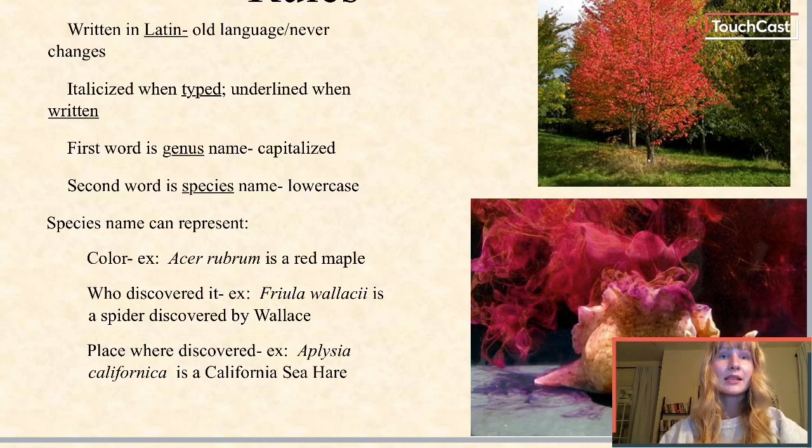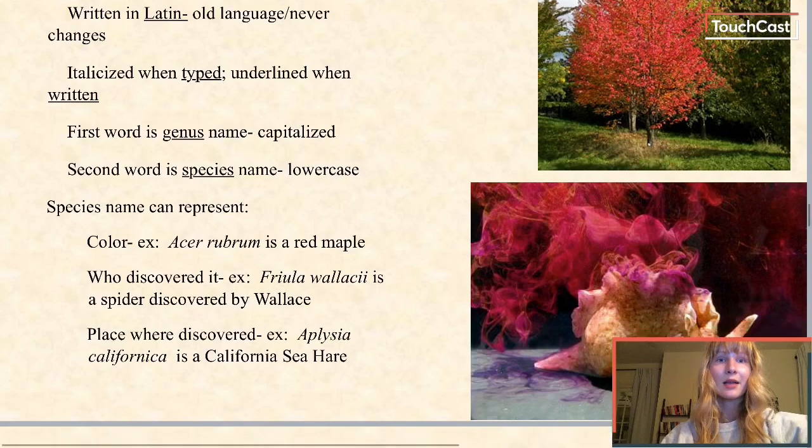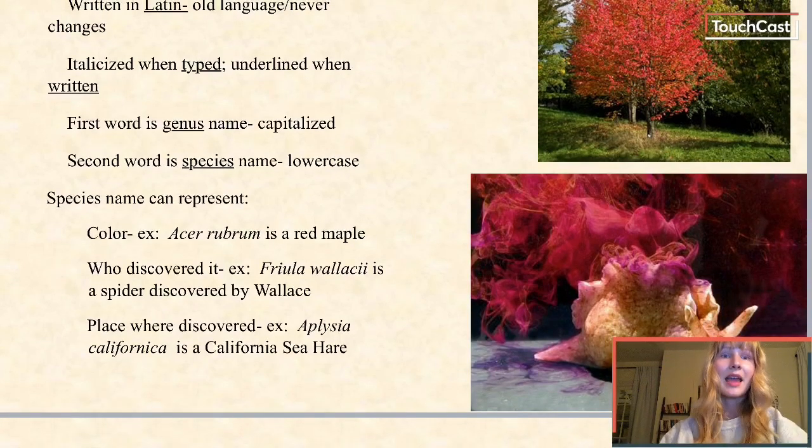The first word is the genus name. So for these examples down here, Acer rubrum, the red maple, Acer would be the genus. The second word is the species name, which is lowercase. So rubrum for the red maple would be the species name. And you can see in our examples here, they can represent different things. So they can represent color, like the Acer rubrum, rubrum being the red in the red maple.